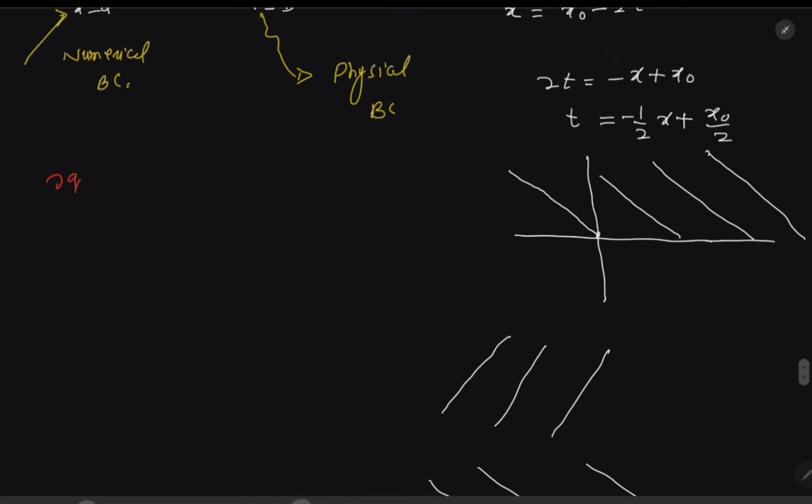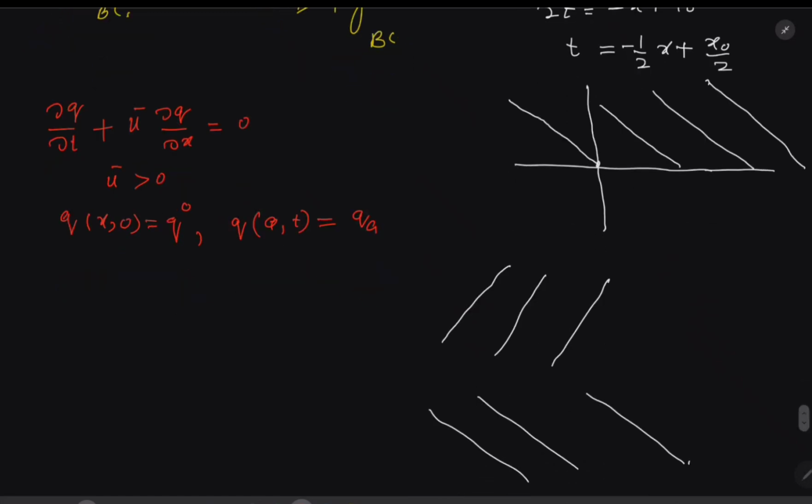So in summary, I would say that when we have partial q by partial t plus u bar partial q by partial x equal to 0, if u bar is greater than 0 and we have an initial condition with us, we need this boundary condition q of a. And for numerical purposes, we will consider some other boundary condition. We cannot write it here this way; it should be defined in the code.